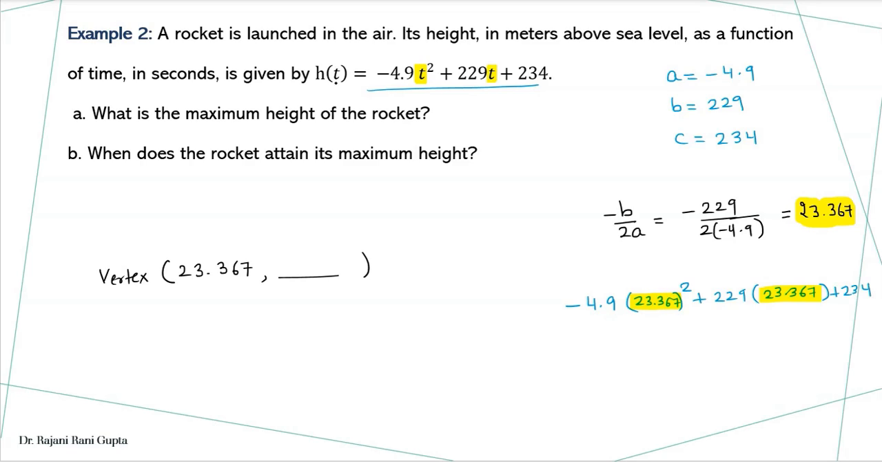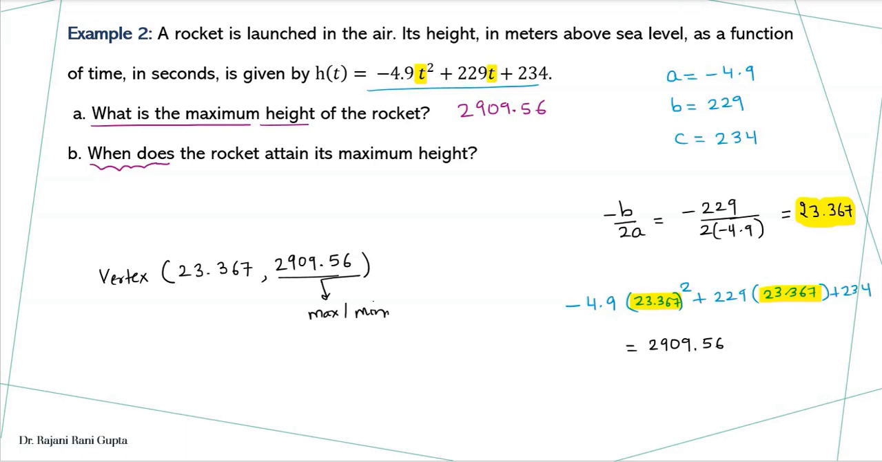Okay, and when you solve it by using a calculator again, you get 2909.56. So this is the y coordinate of your vertex. So as I said, this always gives you the maximum or minimum value. In this case, as A is negative, it is a maximum value. So the question says, what is the maximum height? So it means it is 2909.56. And when does the rocket attain the maximum height? So it's this one. So once you get the first answer, you can easily get the second answer.